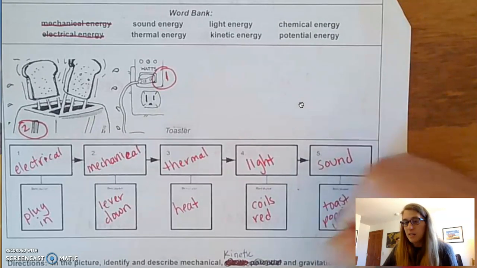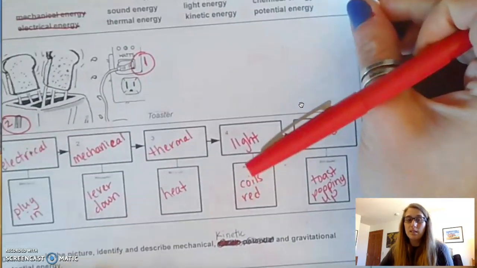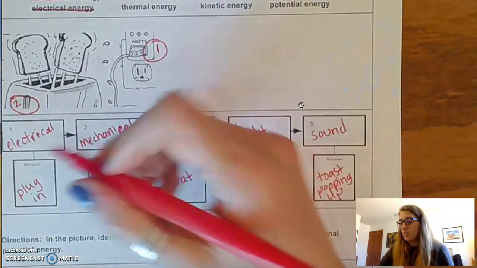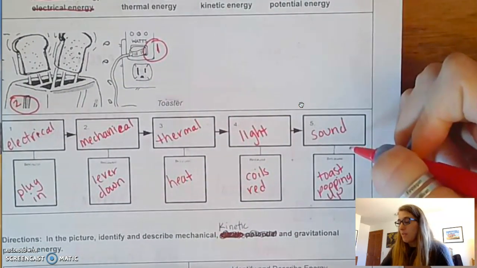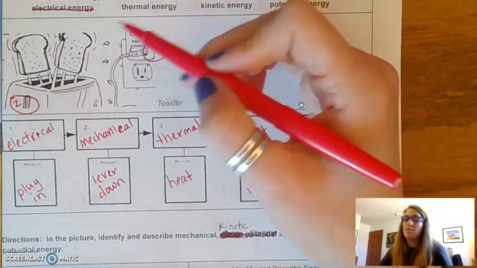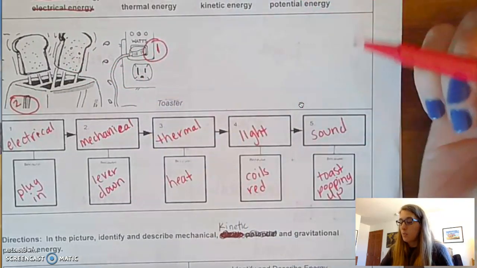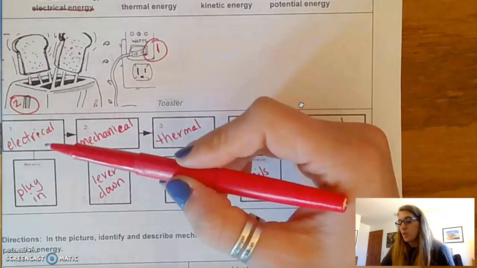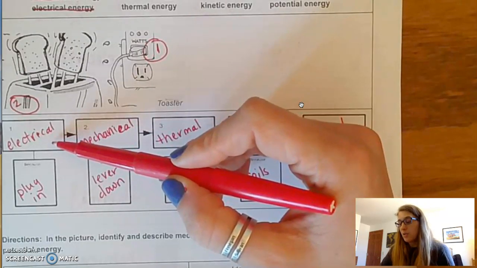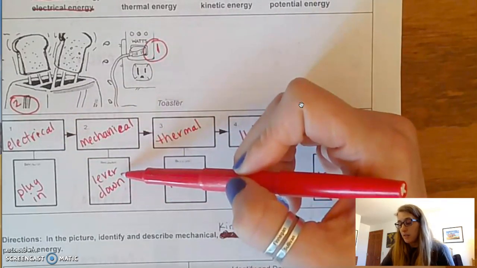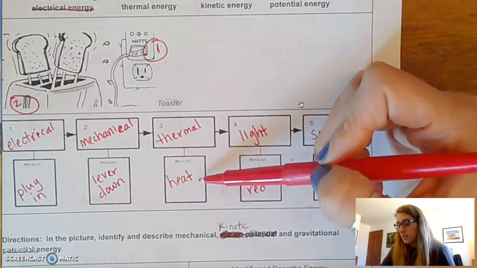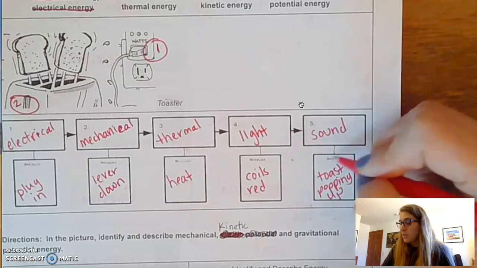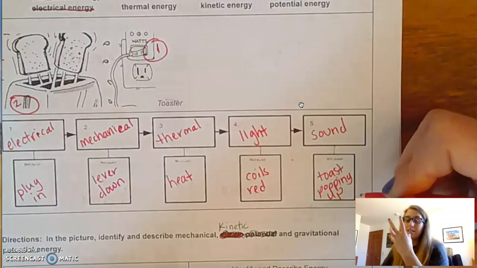My kiddos liked to argue that was also mechanical because the toast was moving and rising. And while that's true, in all of these things, we have stayed away from the fact that I'm putting bread in and bread is doing something. And we're really focusing on the device of the toaster itself. So the toaster has to be plugged in. In order for the toaster to work, I got to push the lever down. Then the toaster starts to heat up. The toaster coils get red, and then the toaster makes a noise when it releases the toast.